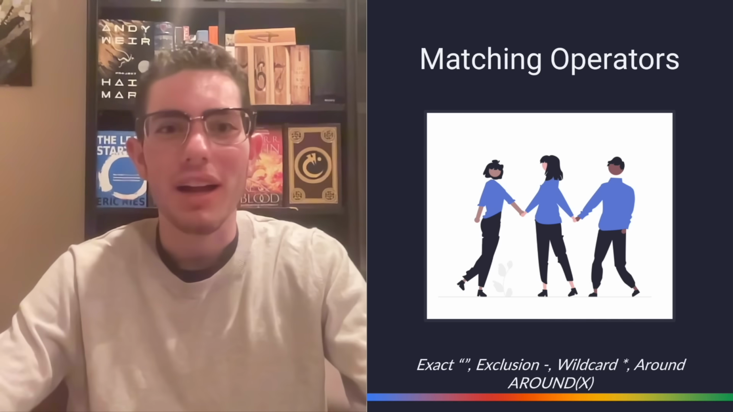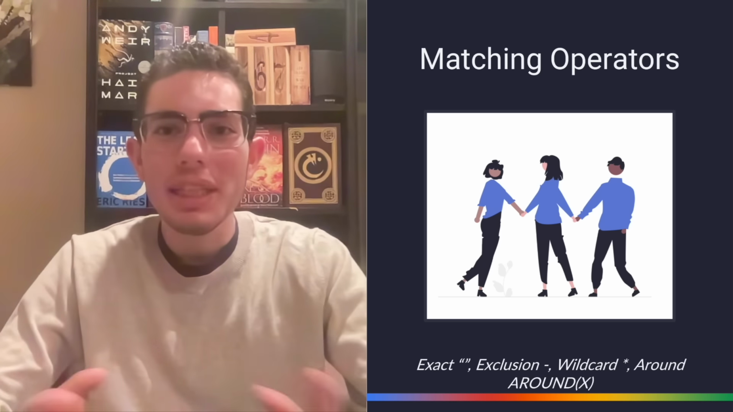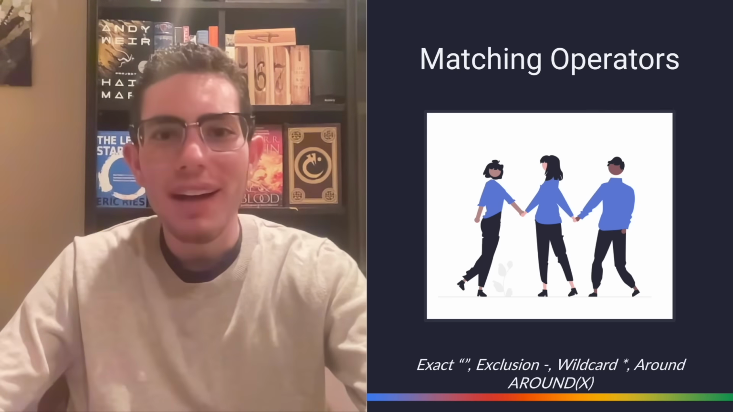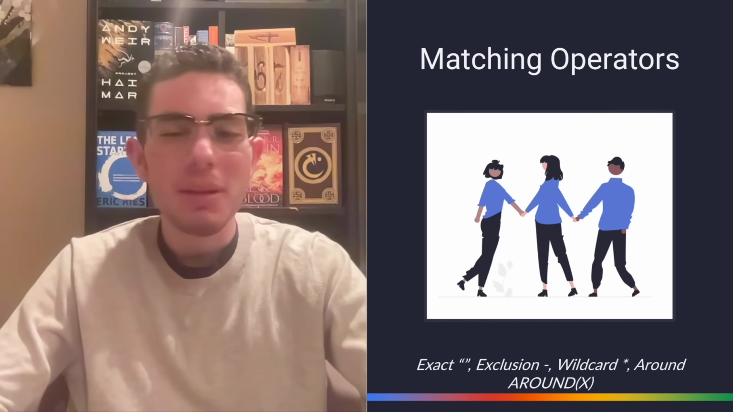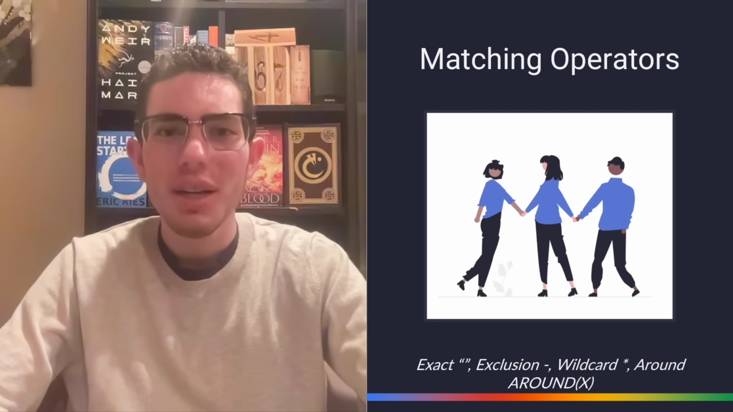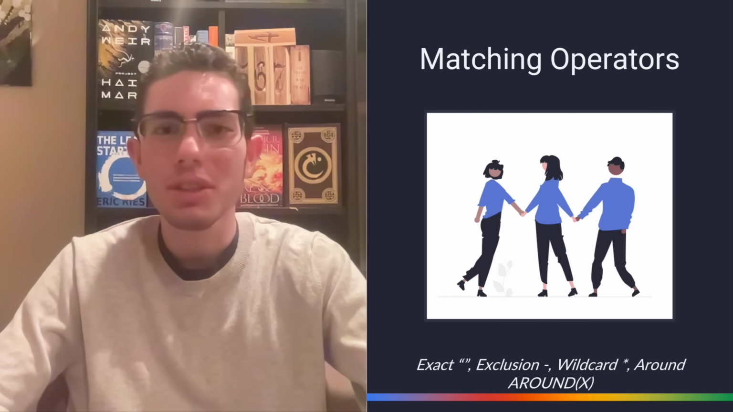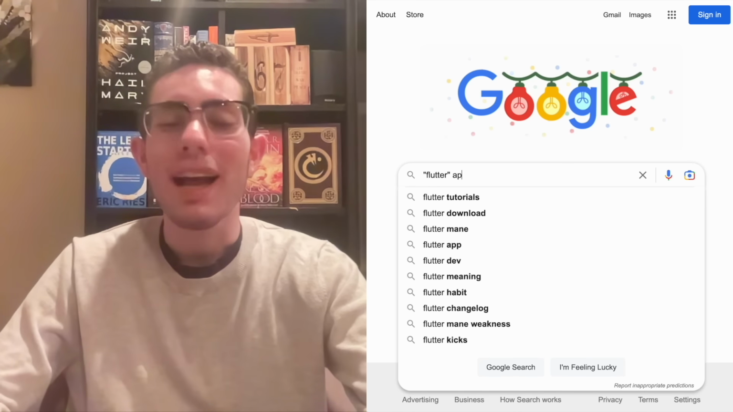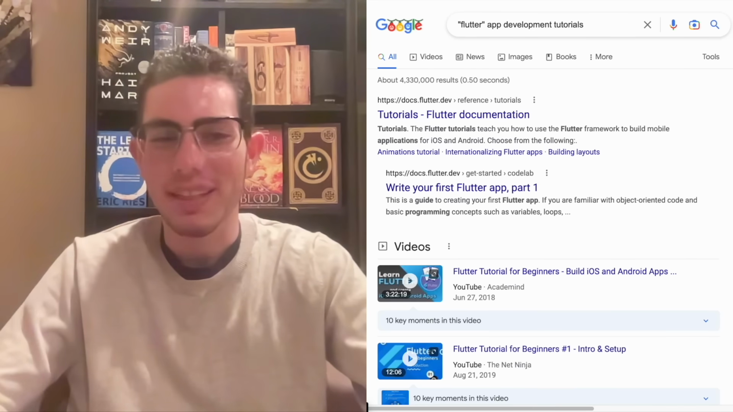First up, matching operators. Remember that first example I mentioned in this video? Using double quotes around any term will force Google to match it exactly. I find this to be among the most useful operators available. Let's say you have some specific word or phrase, such as an error code or a message you come across while debugging. Putting quotes around it will cause Google to more accurately find the right Stack Overflow post or GitHub discussion. For example, "Flutter" app development tutorials will only find app development tutorials specific to Flutter.